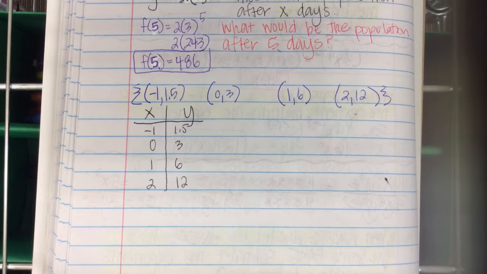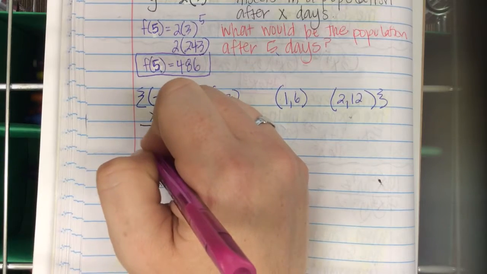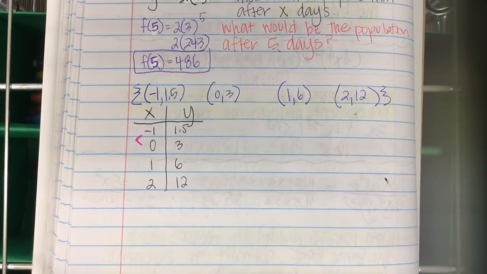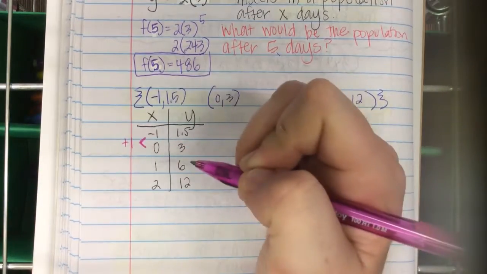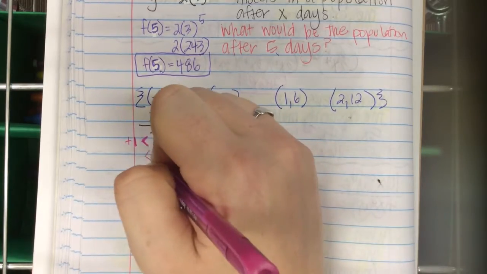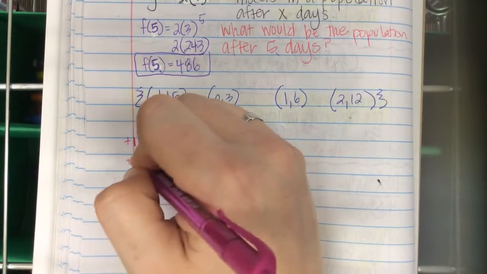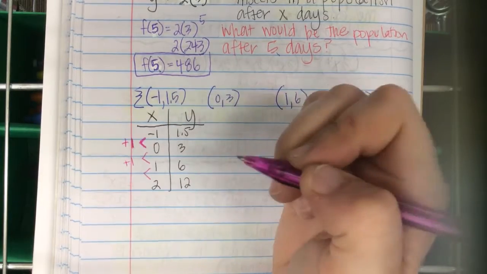And if you remember back to linear functions, hopefully, fingers crossed, we had to find the change in y over the change in x. Right? We had to find the slope, basically. And we're going to kind of do that this time, but it's a little bit different. If I look at my change in x from -1 to 0, what happens? It increases +1. From 0 to 1, what happens? +1. From 1 to 2, what happens?